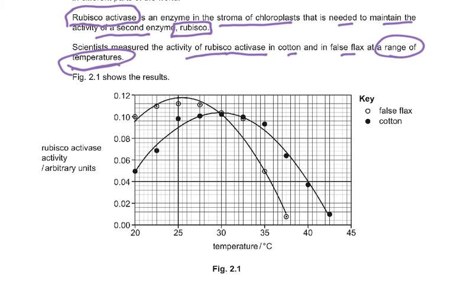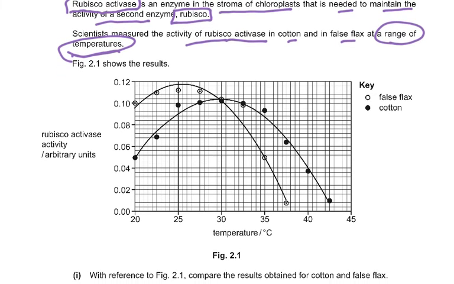Rubisco activase activity in arbitrary units, and then of course I will use different colors. So this is cotton. Let's look at the graph for cotton, and I see it increasing and then decreasing. And then let's look at the false flax in a separate color. The false flax increases and then decreases. Now whenever they give you a graph which intersects, there is a very important point, because they want you to pick up the point of intersection, and they want you to be talking about that.